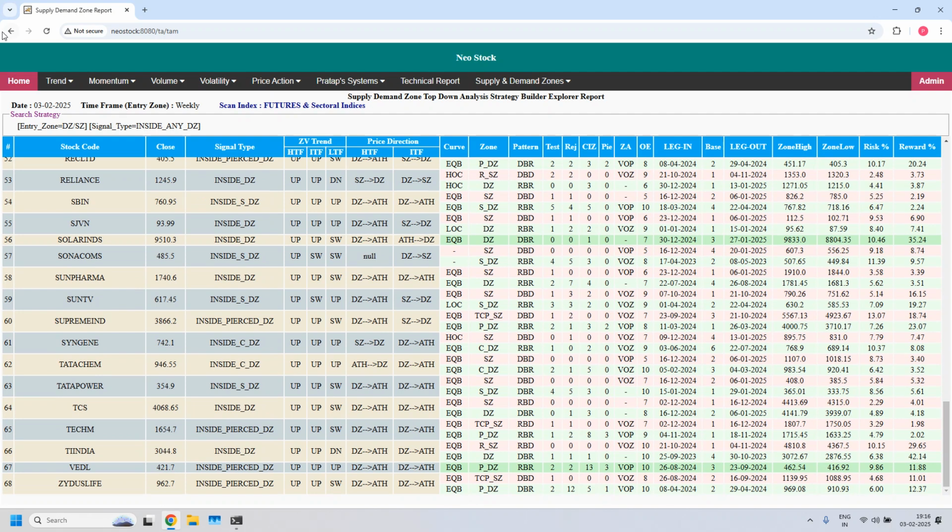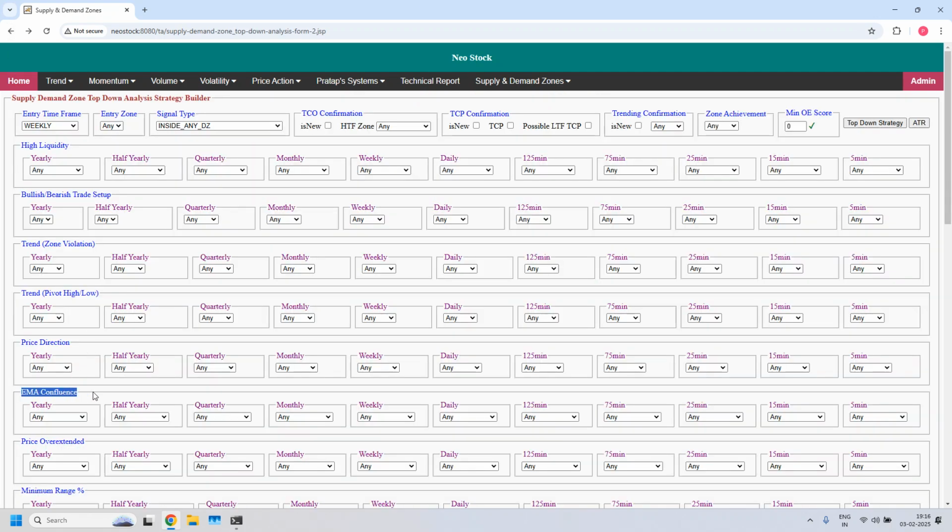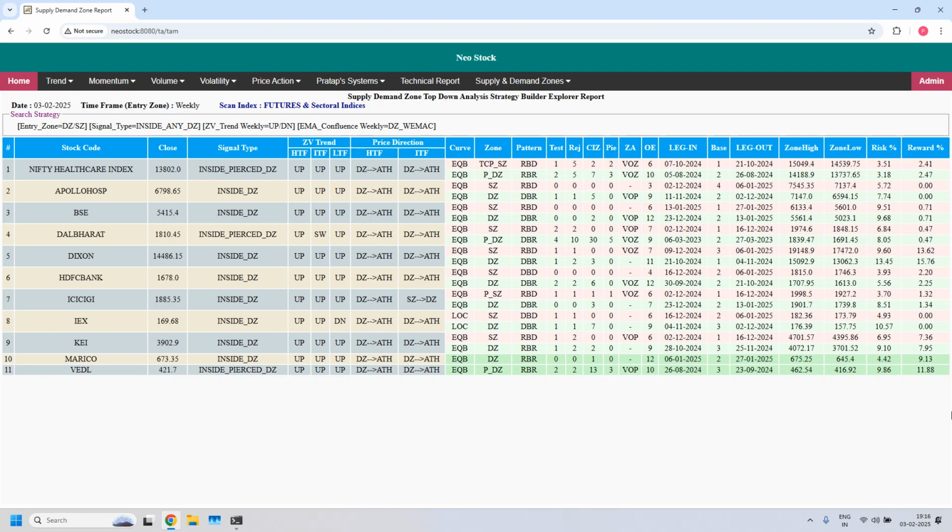Let's filter. So in the EMA Confluence, I'm setting the filter weekly time frame, weekly demand zone having weekly EMA Confluence, and trend on the weekly time frame, it should be either up or down. With these filters, we got 11 stocks. From 68, the list has come down to 11. These 11 weekly demand zones are having weekly EMA Confluence, and also current price closed inside the weekly demand zone.